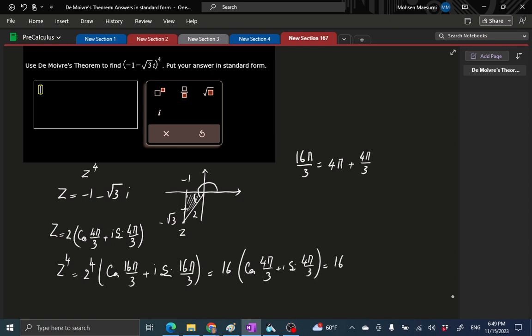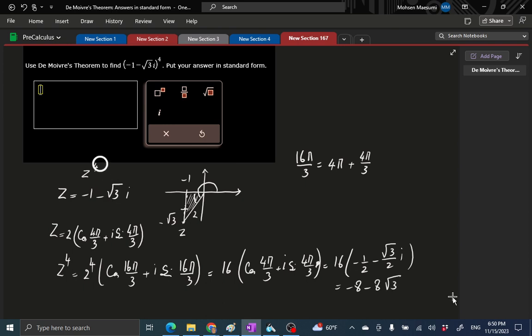So that's going to be 16 pi plus 4 pi over 3. That's going to be minus 1/2, and this is going to be minus radical 3 over 2 i. Multiplying through, minus 8 minus 8 radical 3 i.